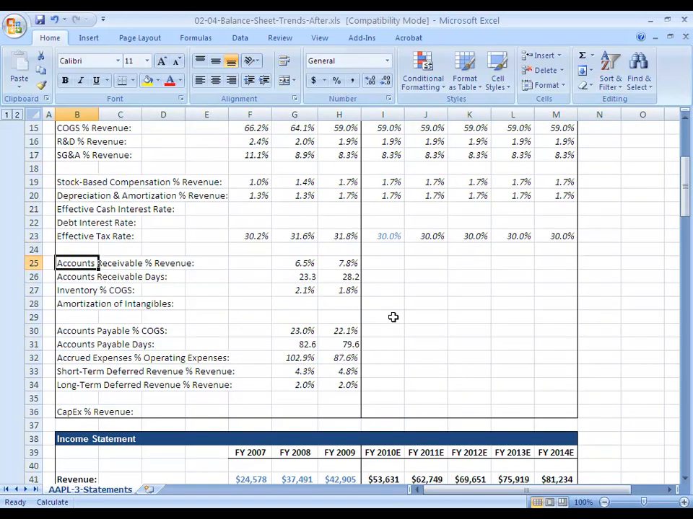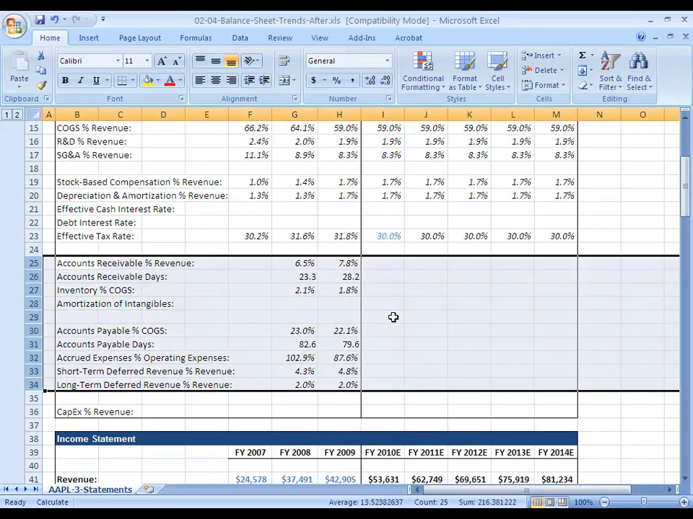So those are some of the key metrics to look at when you analyze the balance sheet of a company. As I said before, many of the items on the balance sheet will in fact not be projected like this. They'll be flowing in from other statements, but this is what we're going to do for now, and these are some of the key metrics to look at.